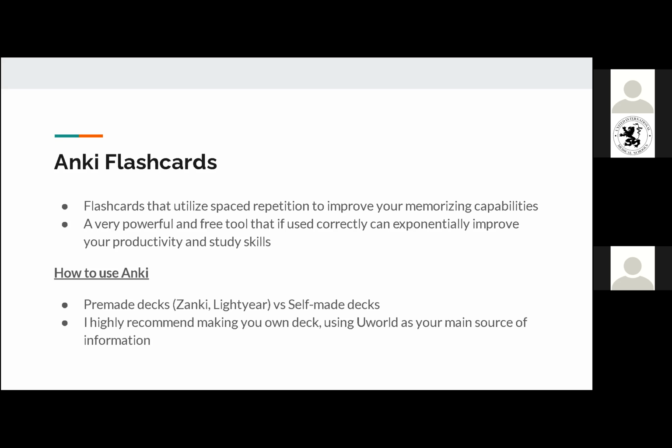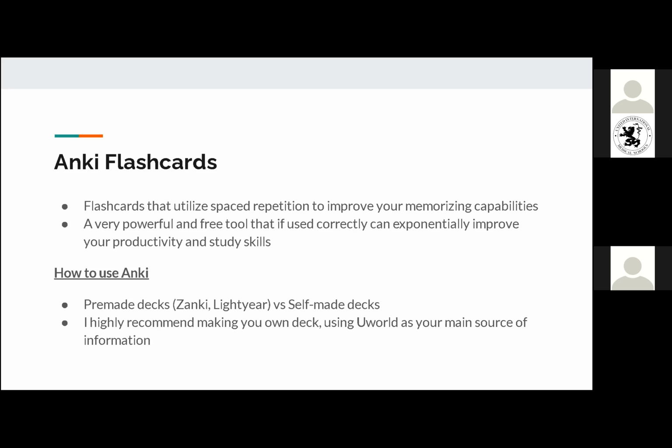The other way of using it is to make your own deck, so to make your own cards. I think this is the best way to use it. This is how I use it personally, and I think it was very helpful to make my own cards. And the source of information is UWorld. So use UWorld as your main source for making the cards. Again, if you find a new concept in one of the explanations for a question, if you got it right or if you got it wrong, doesn't matter. If it's a new concept, just add it as a new flashcard.